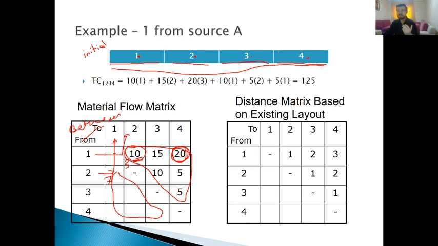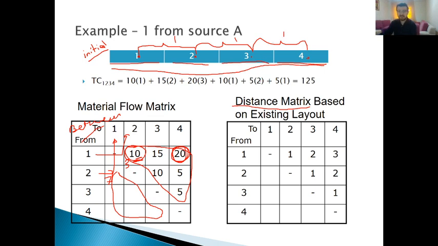However, the algorithm says this, okay? Start from an initial layout and do every possible exchange, and then choose the one that provides the highest savings. To be able to apply the algorithm, I first need to calculate the from-to distance matrix, right? How am I going to do that? Suppose that the distance between the centroids of two consecutive blocks is 1 unit. 1 unit, okay? So 1 unit between 2 and 3, 1 unit between 3 and 4.